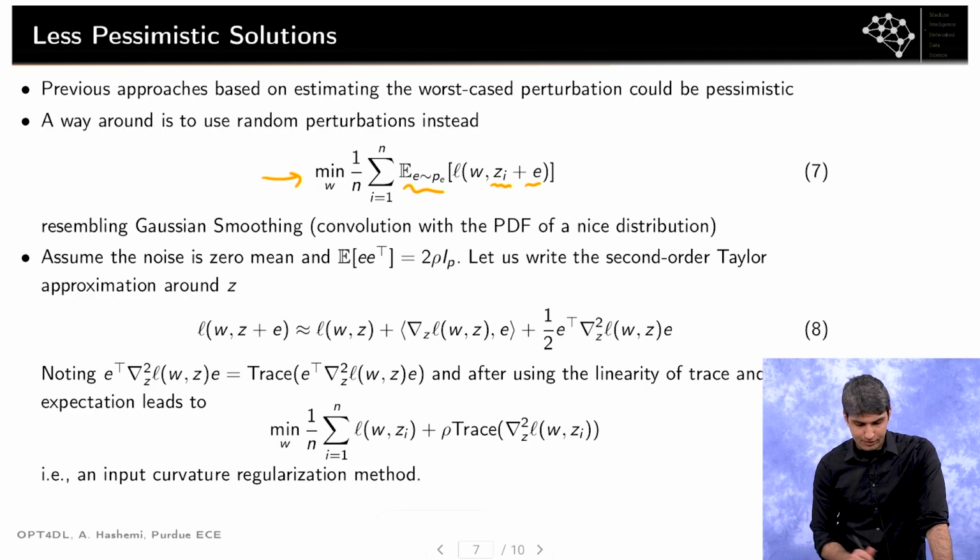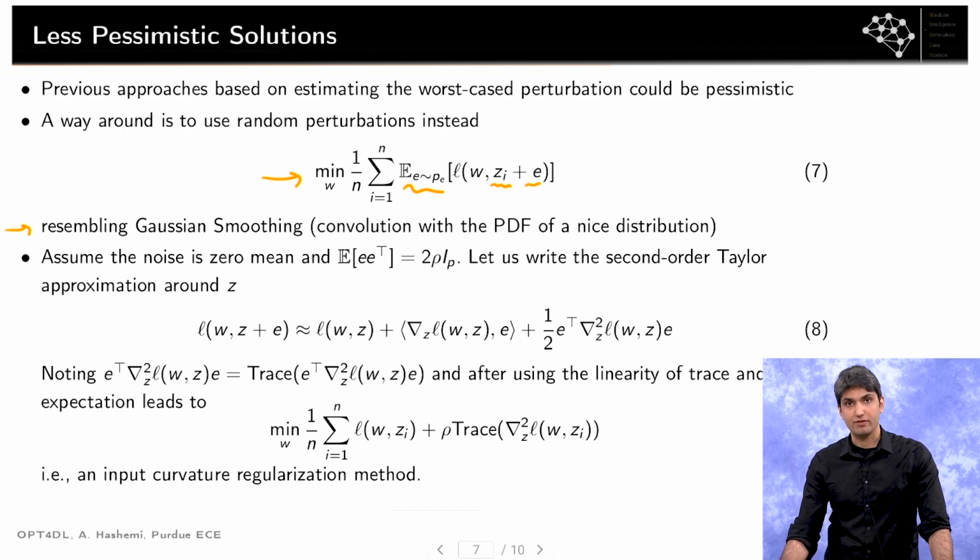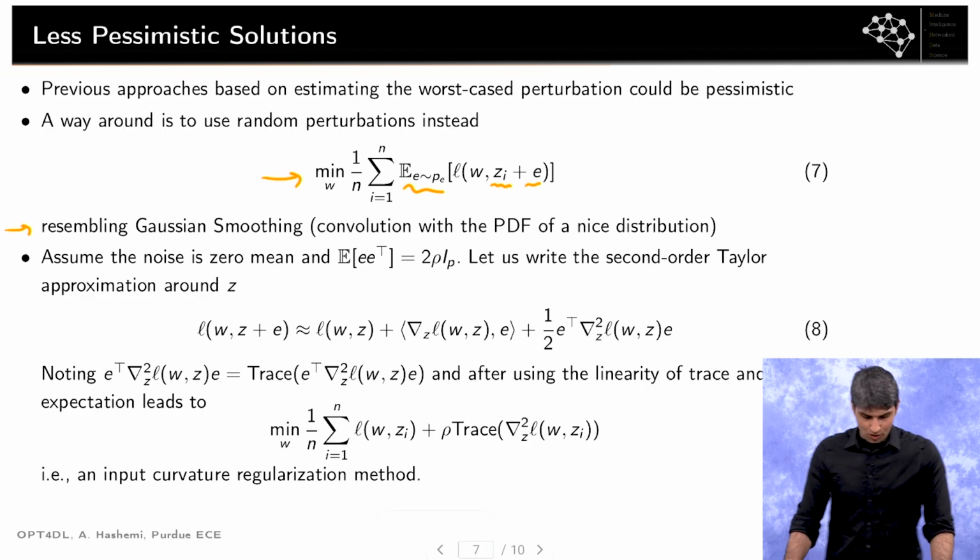Okay, and this actually also resembles something we've seen before in the context of zero order SGD and Gaussian smoothing. So this is basically again the convolution of the loss with the PDF of a nice distribution. The difference, however, is that previously we used that idea for zero order gradient estimation, and we were perturbing the parameter W with the random noise, not the input space. Sorry, not the input data point Z.